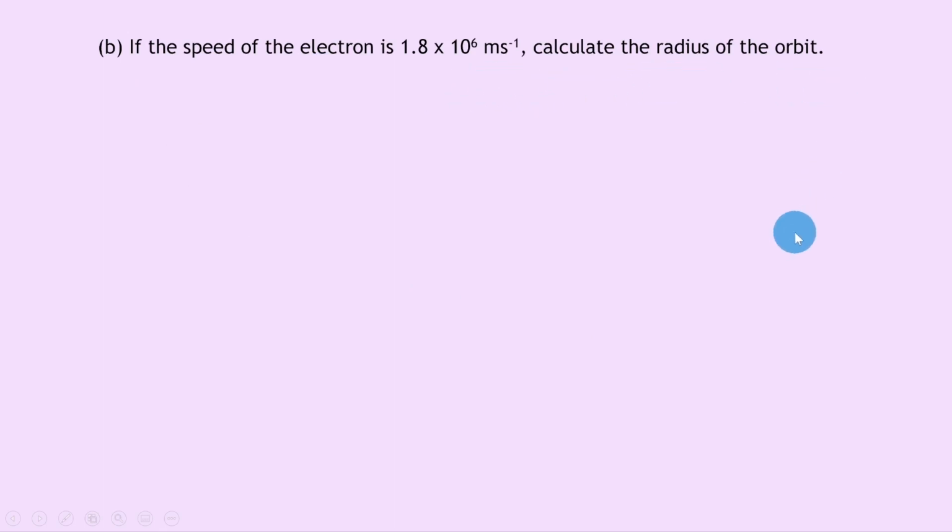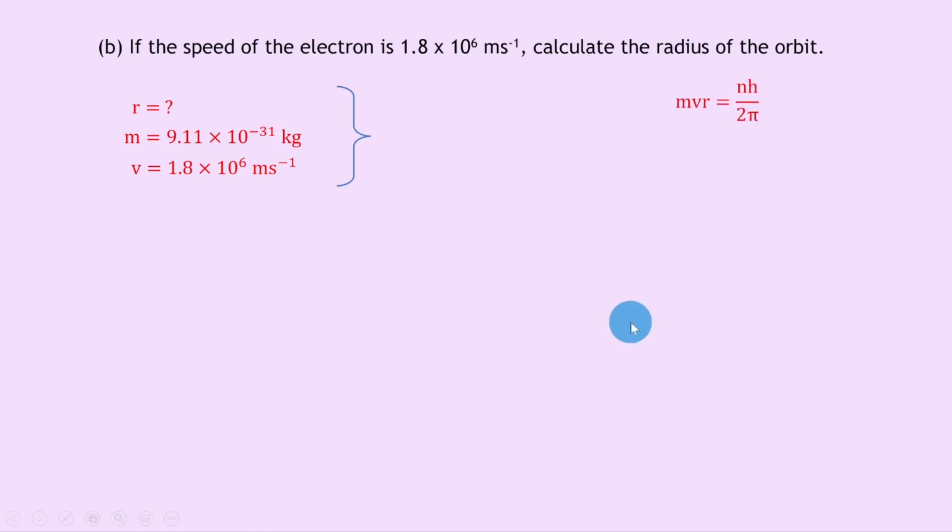Well, writing down what we know from the question, we're trying to find r. We know the mass of the electron m is 9.11 times 10 to the minus 31 kilograms from the datasheet, and the speed v is 1.8 times 10 to the 6 meters per second. Now writing down our equation for the quantization of angular momentum, we have mvr equals nh over 2 pi. And now we can just substitute in the numbers, remembering that we've just calculated this right hand side, nh over 2 pi, in part A. So we've actually got that number, so that will simplify things a wee bit for us.